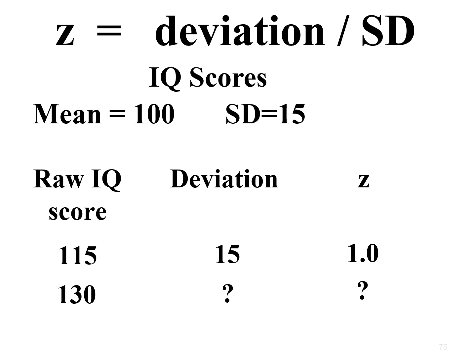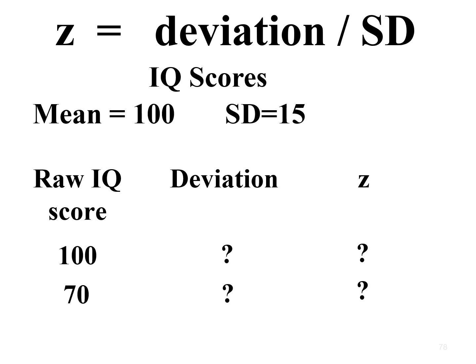Now let's try it with a raw IQ score of 130. First, we need the deviation. The deviation is 30 because we subtracted the mean, which equals 100, from the raw IQ score of 130. But now we need to calculate the z-score. And for us to be able to do this, we are going to apply the formula that's here at the top. The z-score is equal to the deviation divided by the standard deviation. So our answer is a z-score of 2.0.